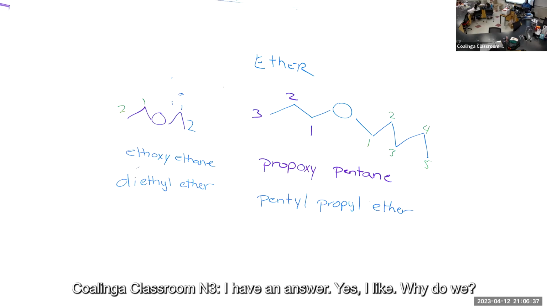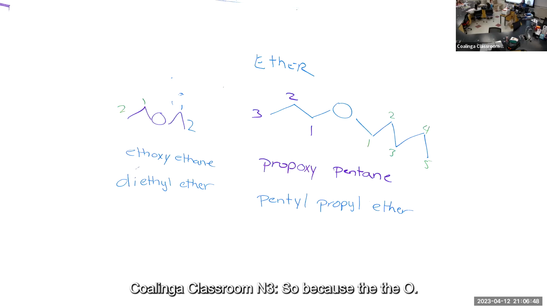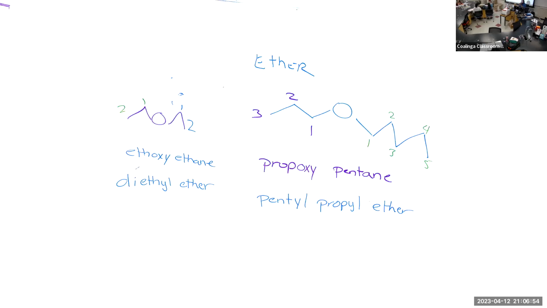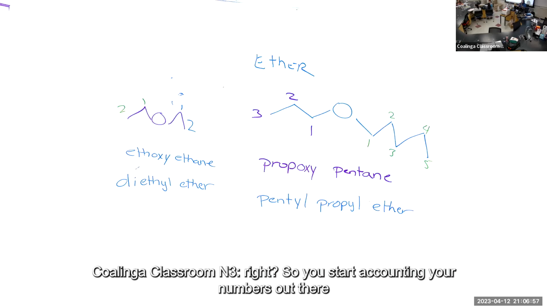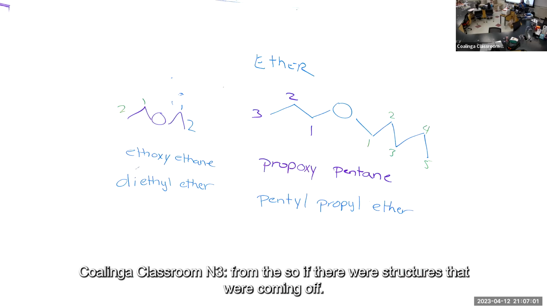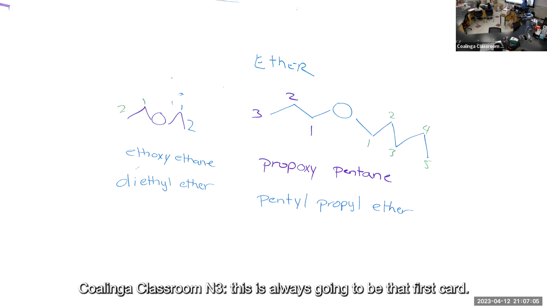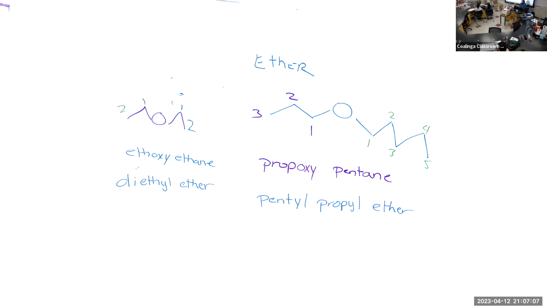I have a question. Why do we start from where the O is and not from somewhere else? Because the O is the defining feature, it is the function in this case. So you start counting your numbers out from the O. If there were structures coming off, this is always going to be the first carbon.